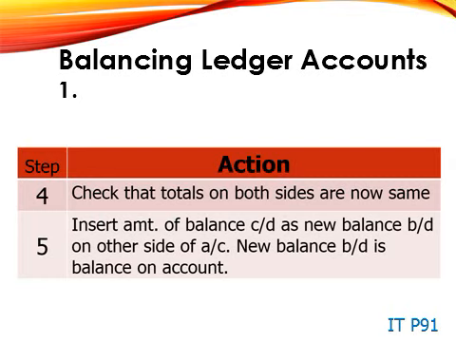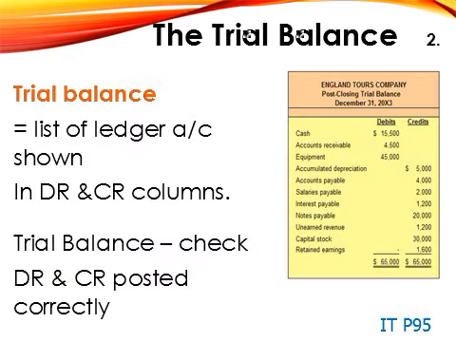Step 5. Insert the amount of the balance carried down as the new balance brought down on the other side of the account. The new balance brought down is now the balance on the account. 2. A trial balance is a list of ledger accounts shown in debit and credit columns. The trial balance is prepared to check if the debit and credit are posted correctly. In a trial balance, the total of the debit and credit balances should be equal.